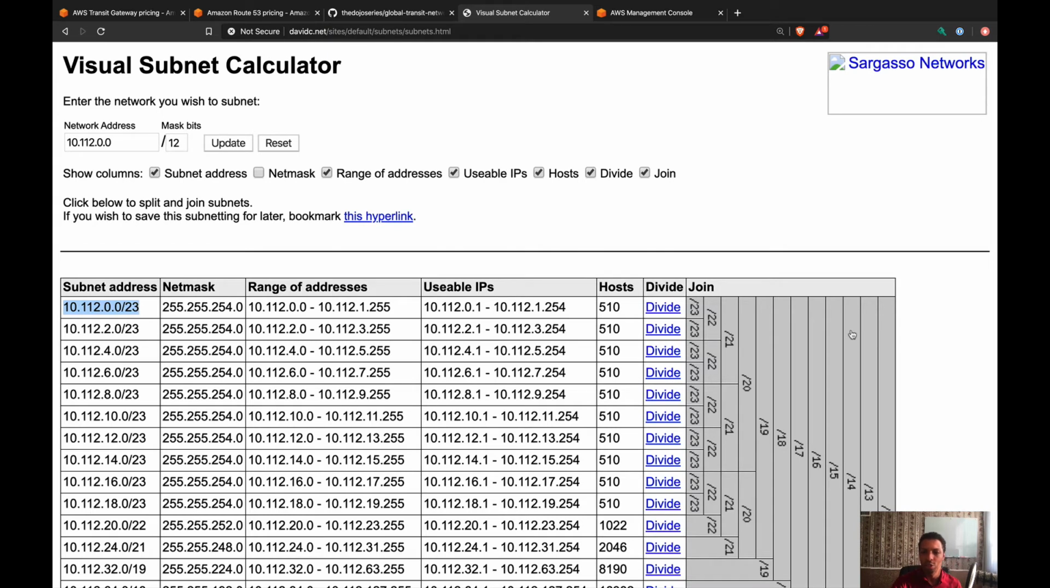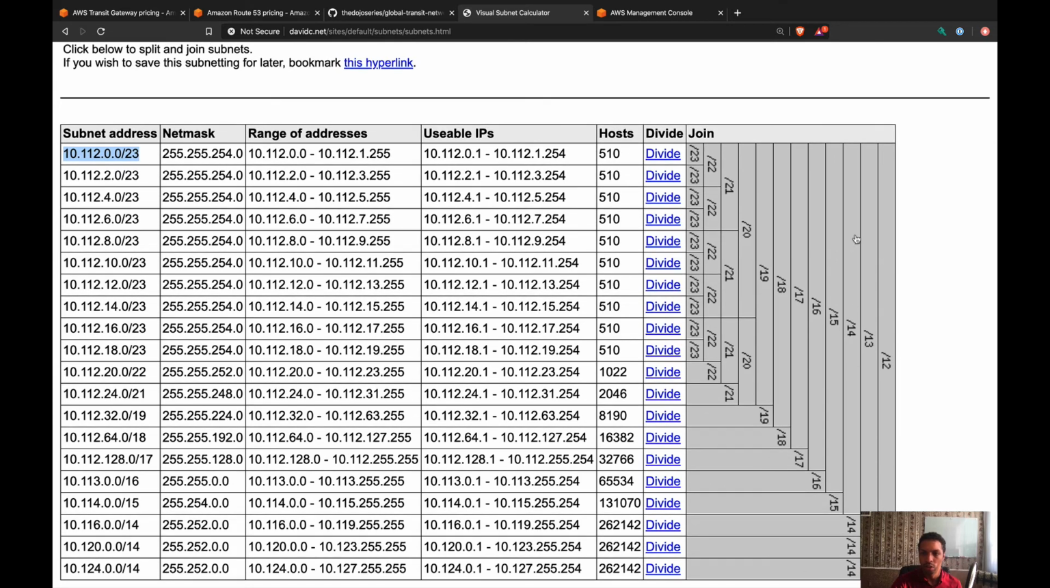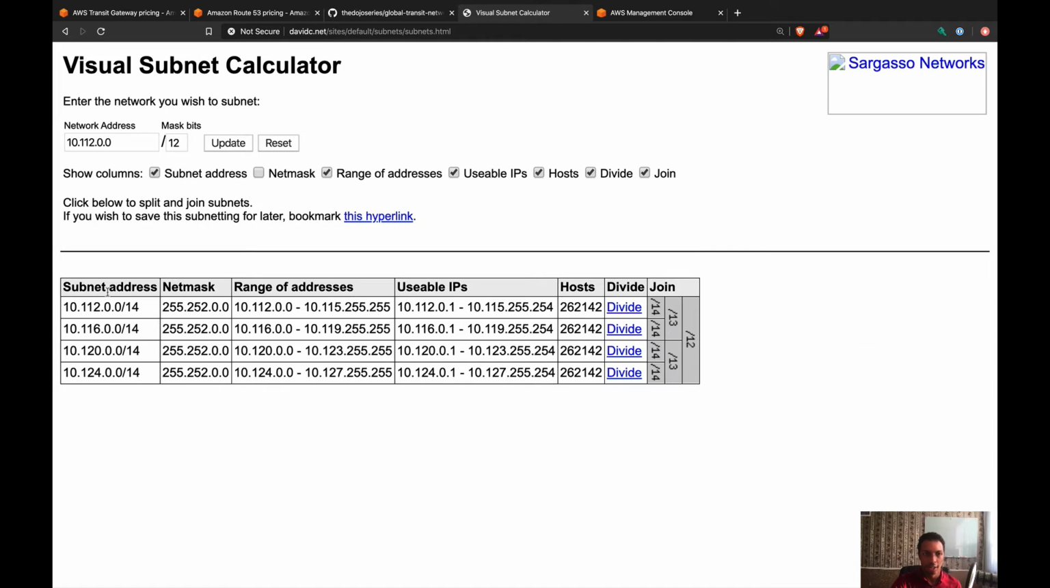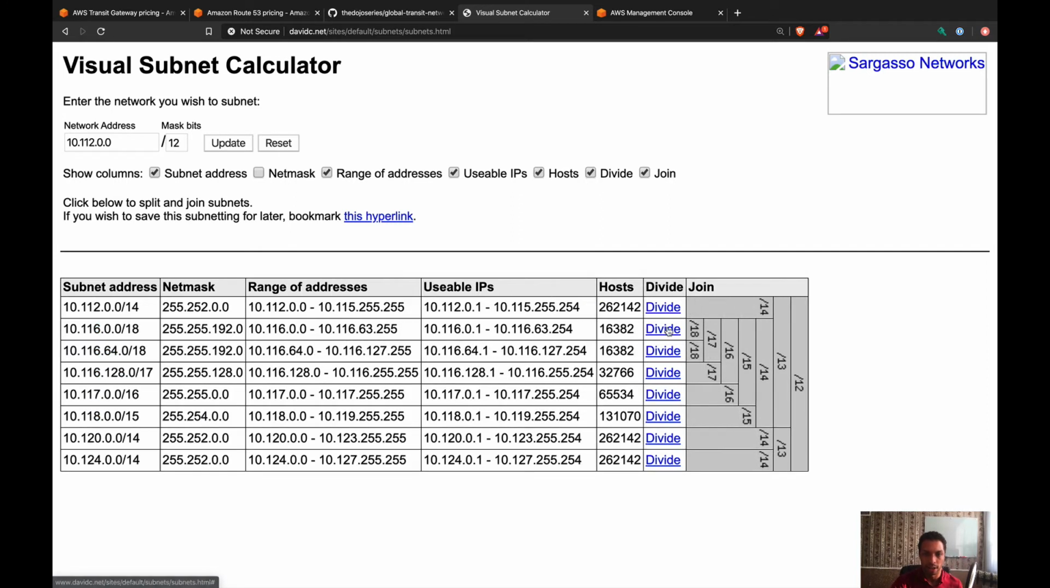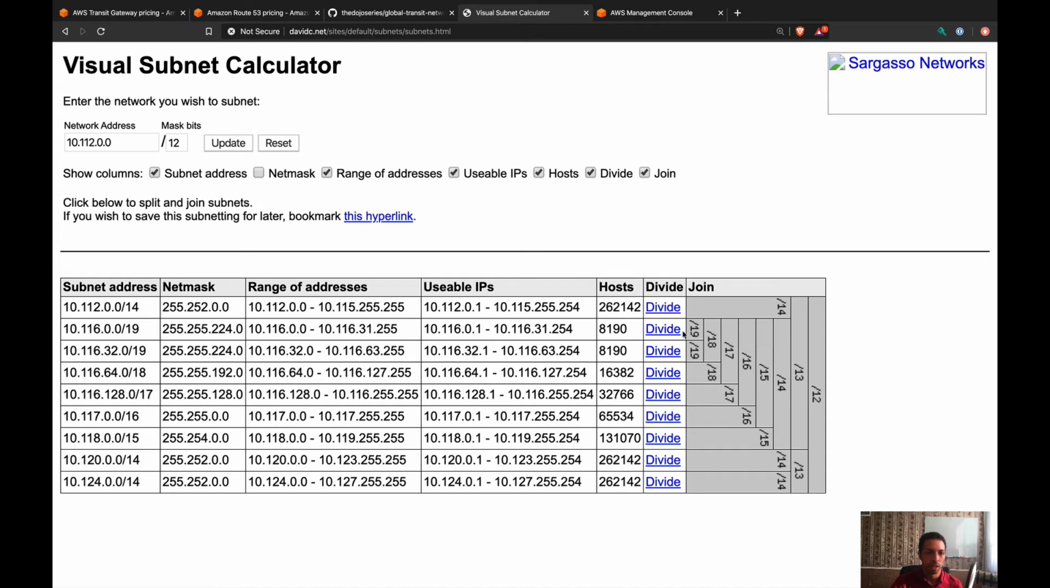If you want to go back to the /14, you see that this /14, which covers all the smaller ranges, belongs to Canada in our case. So click on the /14, and then we're going to go back to where we were before. And let's work on this 116 address, which is the UK address. For the UK, we need 8,190, so let's try to find 8,190 here. There it is. And I'm just going to take the first address that I see here.